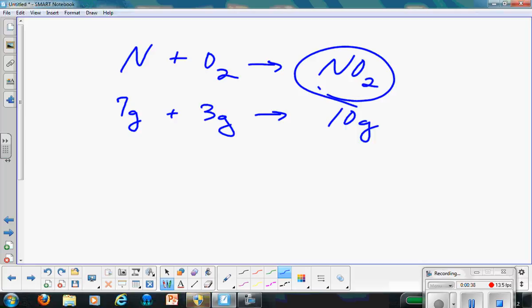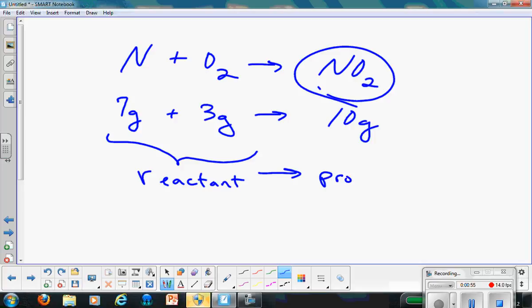So in doing so, it's 7 grams plus 3 grams on one side. This side is called what? Reactants. Good. So this is our reactant side. And on the other side, the arrow means yields or produces. And then you end up with a product. What you have on one side needs to equal the other side. That was for the law of conservation of mass. It's just looking at the mass of each side.